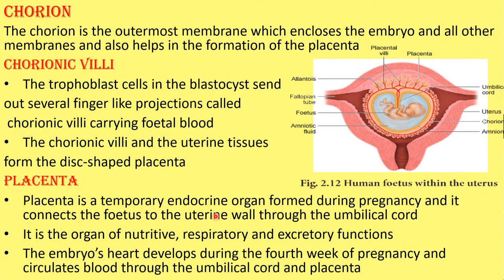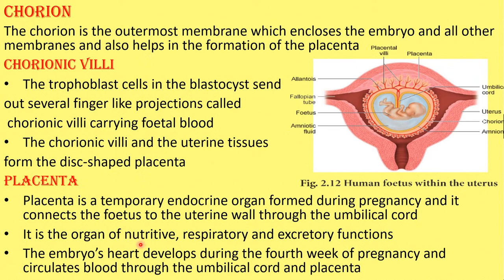Placenta is a temporary endocrine gland or endocrine organ. It is formed only during the pregnancy period. It connects the fetus to the uterine wall through the umbilical cord. Here is the placenta, and here is the umbilical cord and fetus. The umbilical cord is the direct connection to the fetus, and through the umbilical cord, by means of villi, it makes connection with the placenta, right?